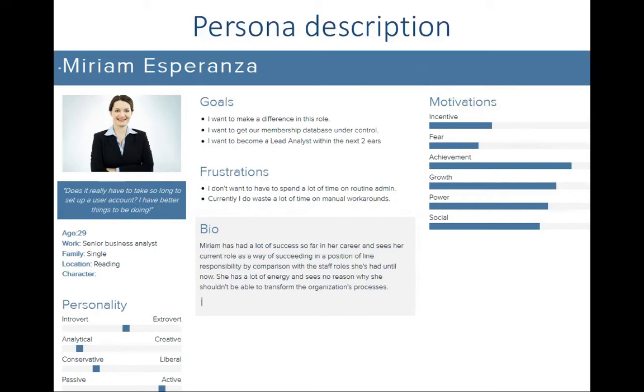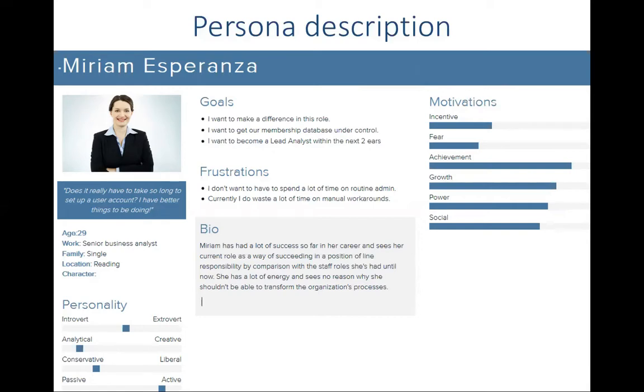So in this case, Miriam Esperanza does not exist. She's someone that I made up. But I made her up on the basis of research into what the users of the system are like. So the persona description encapsulates the findings from the research. And sometimes people forget that, and they put a lot of work into producing something glossy, but it's not actually based on research. So that's the first mistake.